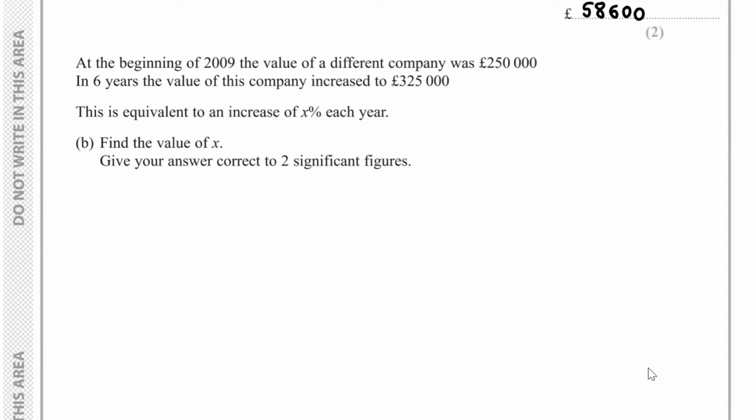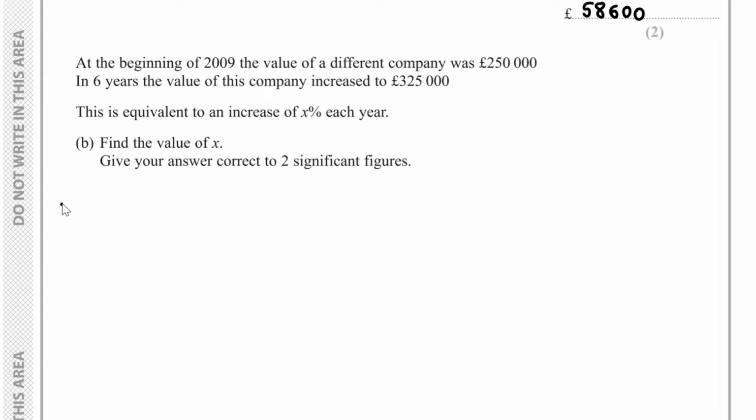At the beginning of 2009, the value of a different company was £250,000. In 6 years, the value of this company increased to £325,000. This is equivalent to an increase of X% each year. We have to find the value of X. And we have to give our answer to two significant figures.